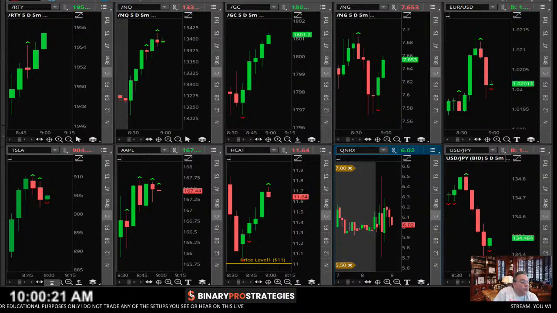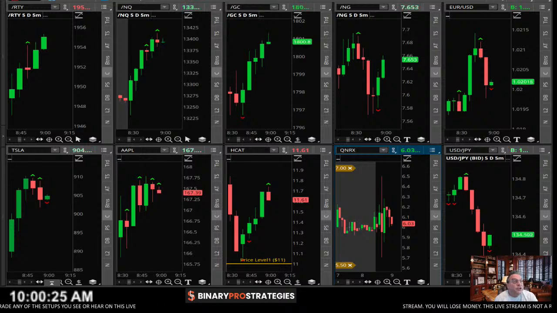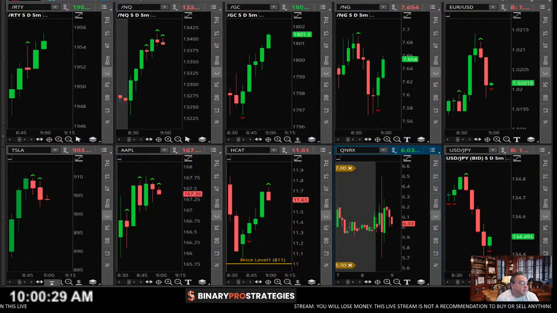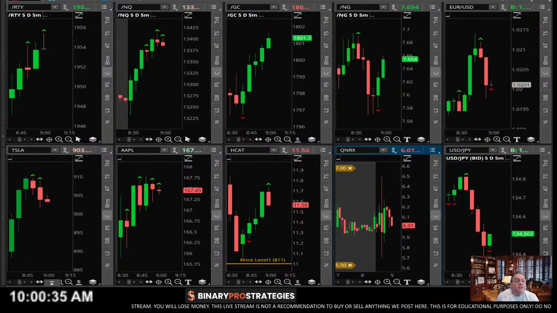All right, still pretty quiet. Still waiting for HCAT to pull down, QNRX to go up to 7, and to see if we can get Apple up to that 168.13. I don't have anything else, and of course we are at the top of the hour.